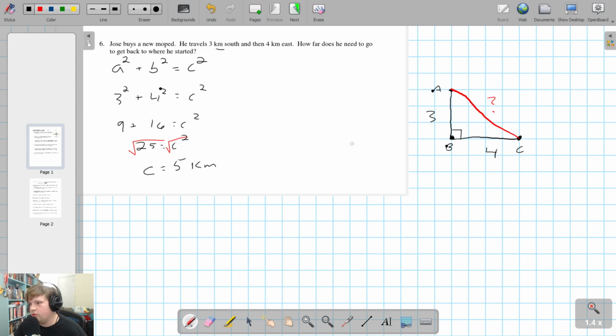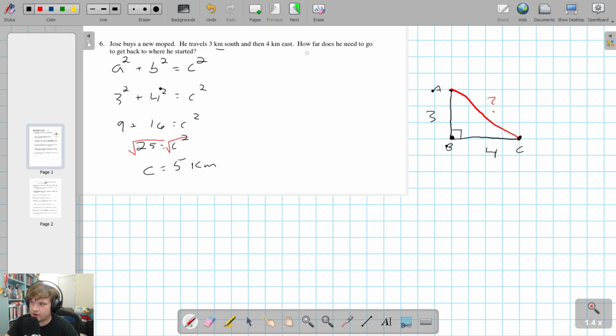There you go. So when you're solving for the hypotenuse, all you do is use a squared plus b squared equals c squared, the Pythagorean theorem. Make sure you match up your units. It said we were using kilometers, so I'm going to write kilometers in for the answer.